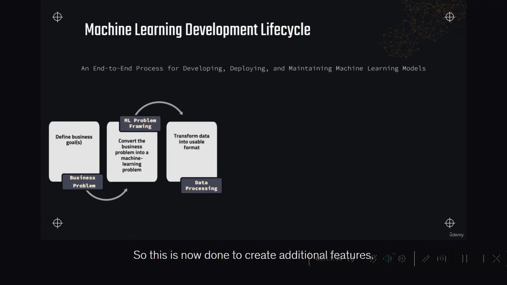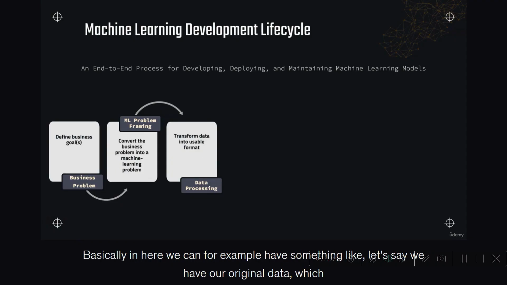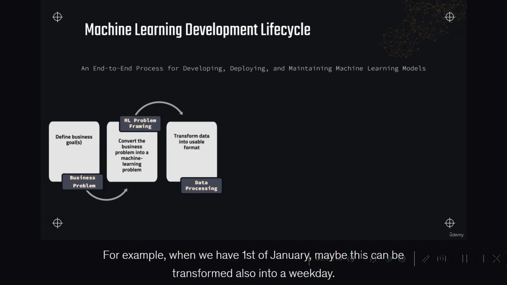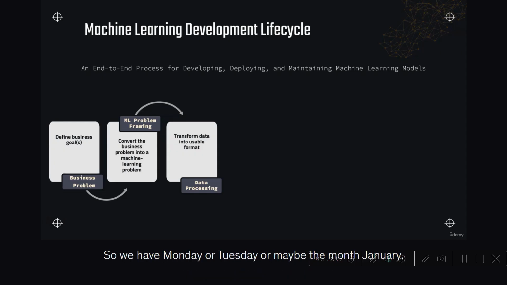So this is now done to create additional features. Basically in here, we can, for example, have something like, let's say, we have our original data, which might be just the date, so 1st of January, for example, and we can build additional features out of our existing data. For example, when we have 1st of January, maybe this can be transformed also into a weekday. So we have Monday or Tuesday, or maybe the month, January. So this can be transformed and engineered out of our existing features, and this can make the model understand the situation better, and like this the model can work more effectively.